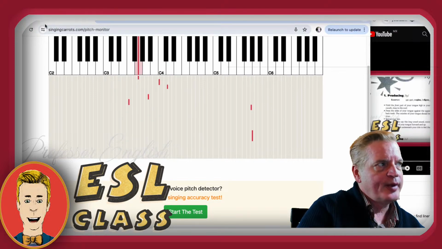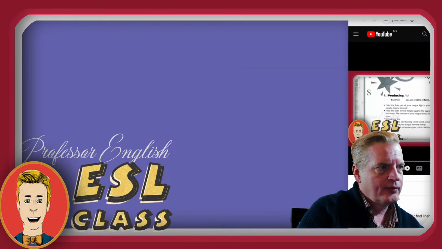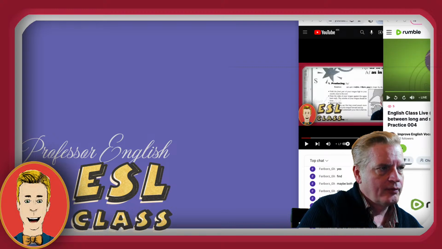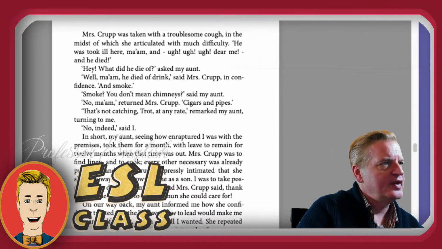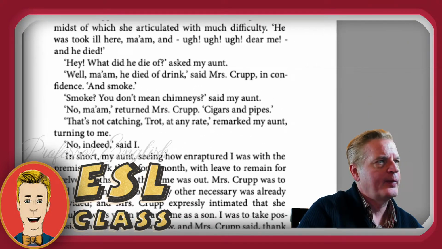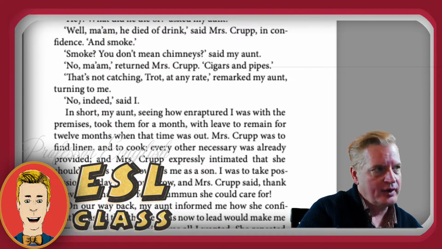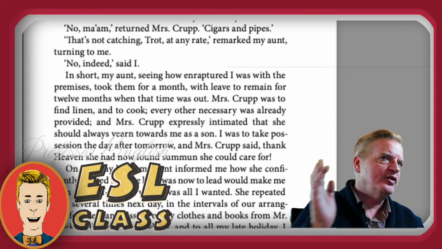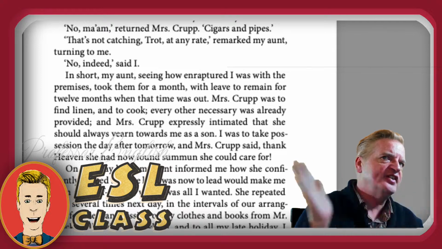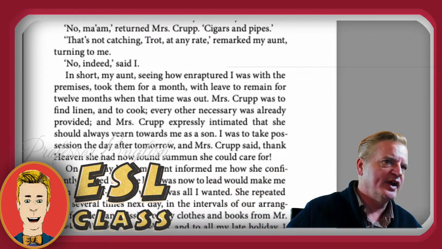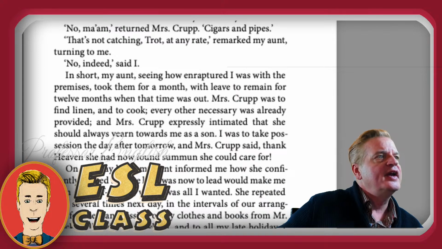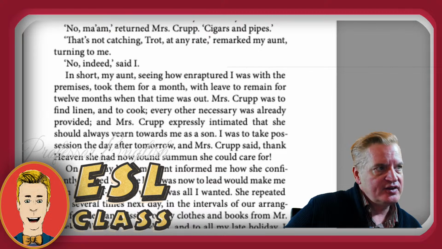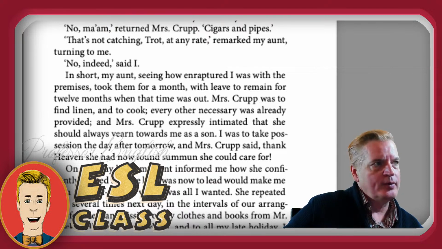Okay, let's go back and read from the beginning. And let's practice the intonations that we've done today. Okay, so we're going up, down, up, down, up, down. And then when we get to the words that we're focusing on, we make the accented syllable very big, very long in duration, and a higher pitch. In short, my aunt, seeing how enraptured I was with the premises, took them for a month.